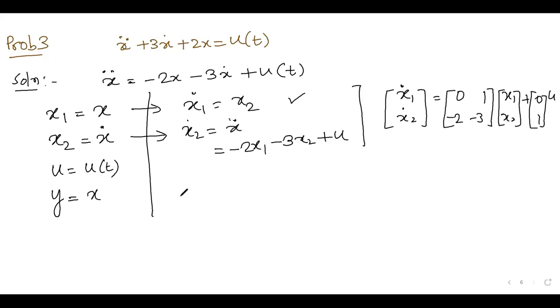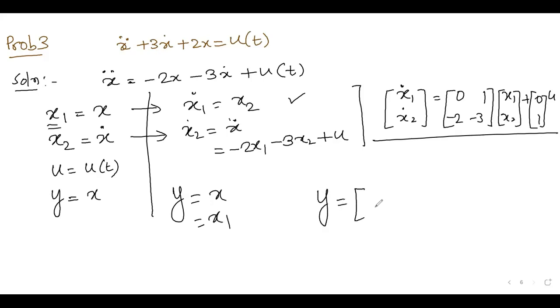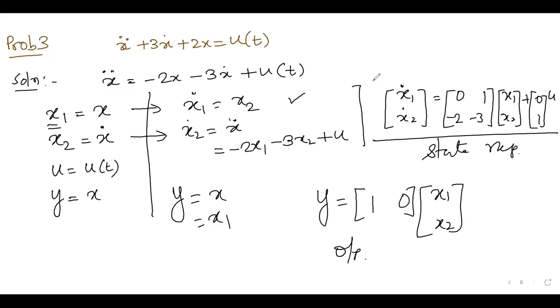This was the state equation and its representation. Now the output is y equal to x, and x means x1. So in matrix form we write y equal to [1 0] times x1, x2. So this is the state representation, and this is the output representation. Together these two are called the state variable representation.